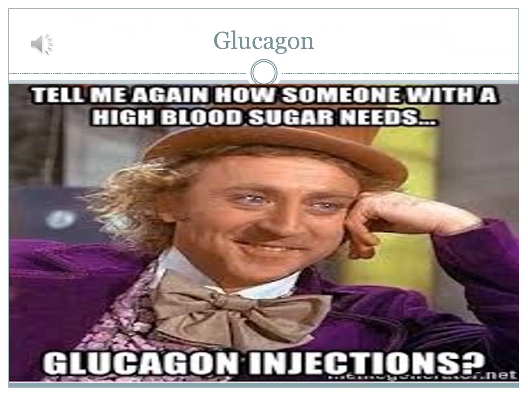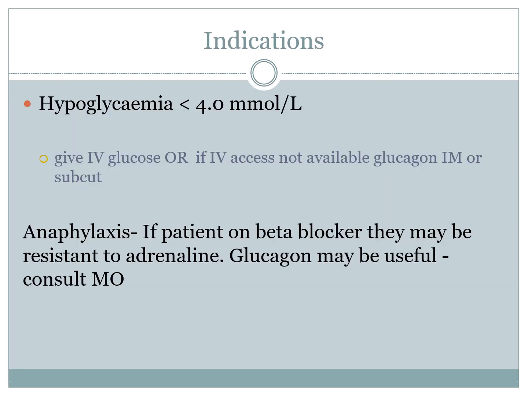Welcome to another podcast. Today we're going to continue with pharmacology, and we are going to look at glucagon. Now, the indications of glucagon, believe it or not, still has it used for the treatment of hypoglycemia. In adults, that's generally less than 4 millimoles per litre, but obviously it can be around the 4 mark, and symptomatically you can give glucagon.